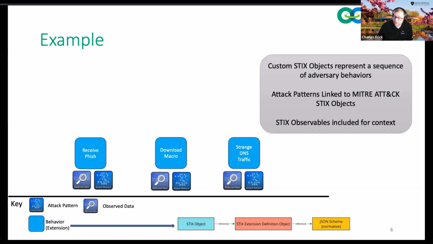So here, what I'm showing is we have some custom STIX domain objects and extensions for representing the behaviors. So receiving a phish, downloading a macro, and strange DNS traffic. And those behaviors, I can have relationships to tie them back to standard STIX attack pattern objects. We normally do use the MITRE ATT&CK STIX repository. And we can also include STIX cyber observables to share how we came up with the idea of representing this behavior. But we do a little bit more than that.